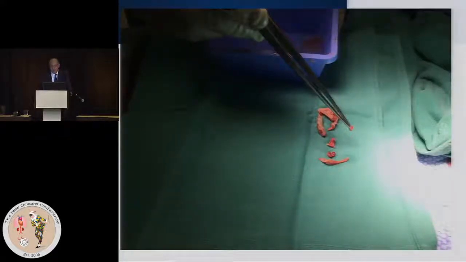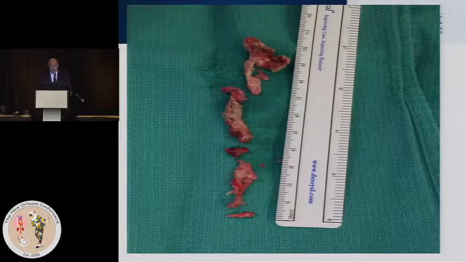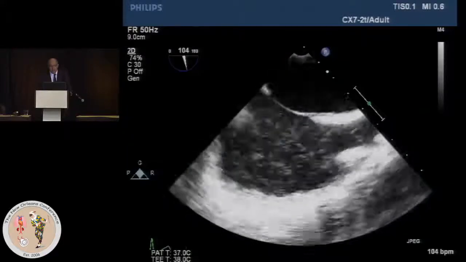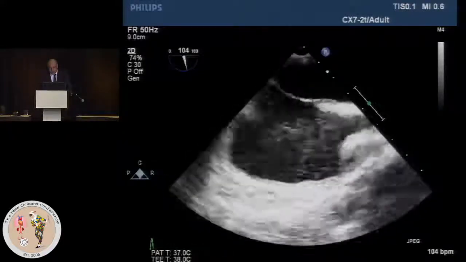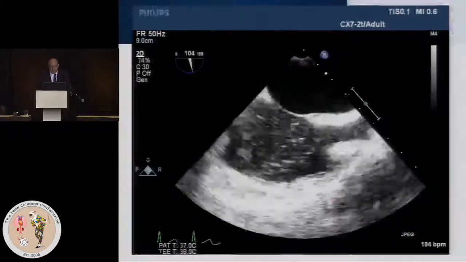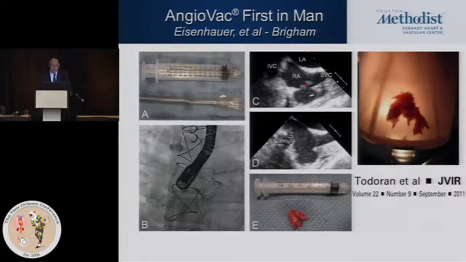When we retrieved it, this was this sort of fragmentary material, which in fact was shown to be a fungus ball by pathology. This is the echo that was done immediately after that, showing complete evacuation of the mass and the patient's doing fine. Now, first in man for this was done at the Brigham and was published in 2011.